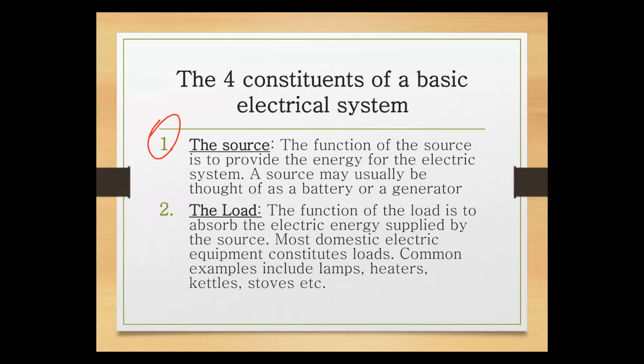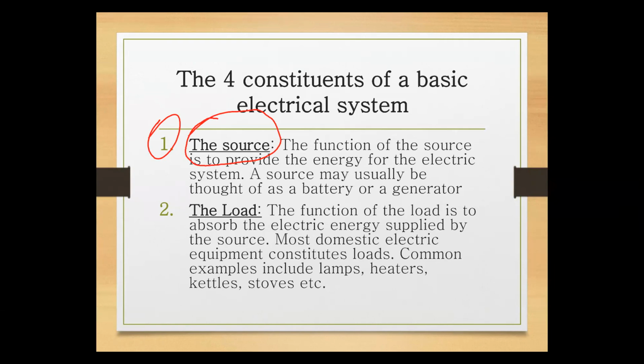The function of the source is to provide the energy for the electric system. A source may usually be thought of as a battery or generator. So a source is either the AC mains, a battery, a solar cell, or whatsoever. There must be a source. For everything, there is a source. Even a human being needs food, right? There must be a source of energy.